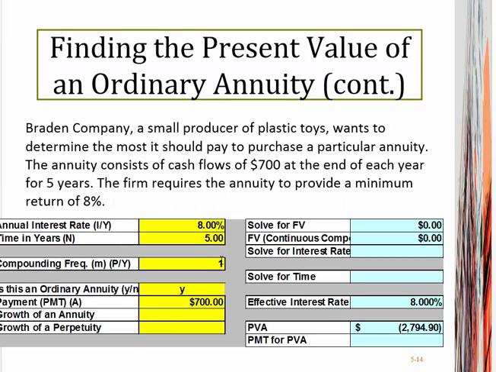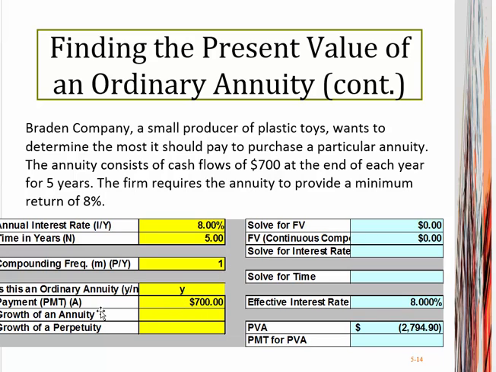So Braden Company, they produce plastic toys. They want to determine the most it should pay to purchase a particular annuity. The annuity consists of cash flows of $700 at the end of each year for 5 years. The firm requires the annuity to provide a minimum return of 8%. So again, how do we change this formula? We know it's an ordinary annuity because it says at the end of the year. 8% is the interest, 5 years is time, compounding once a year because it's annual payments.